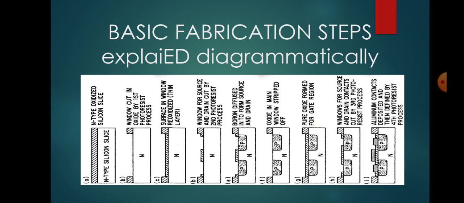In figure F, oxide in the main window is stripped off. In figure G, pure oxide is formed for the gate region. In figure H, windows for source and drain contacts are cut by the third photoresist process. In figure I, aluminum contacts are deposited and then defined by the fourth photoresist process. So here we have used all the basic fabrication steps to create a MOS transistor.